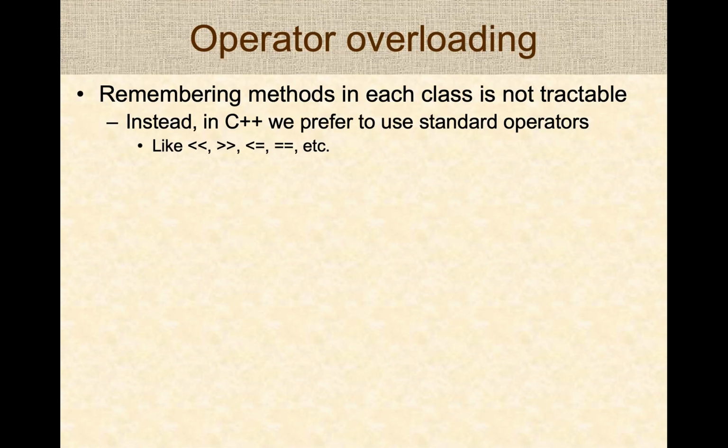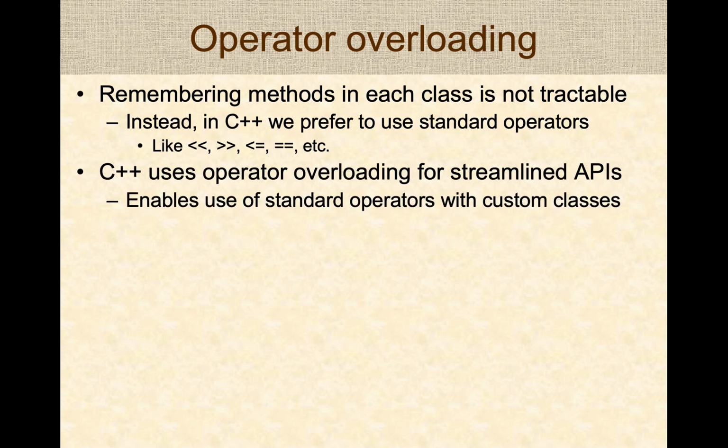All right, now that we have some basics done, let's look at operator overloading. Remember that when you develop many classes, they can have many methods, and remembering all of the methods in each one of these classes is not tractable from an API perspective. So instead, in C++, the language prefers to use standard operators and reuse those standard operators for performing operations. And this process of reusing standard operators is called operator overloading and is used to streamline APIs, and it enables us to use standard operators even with custom or user-defined classes.